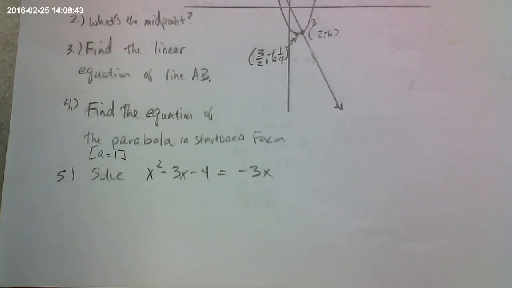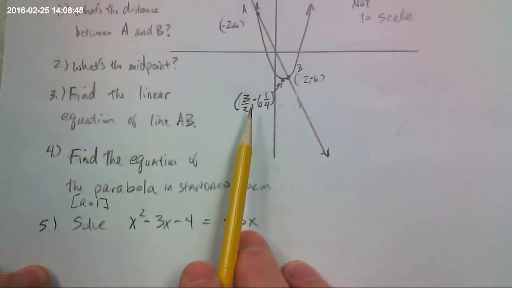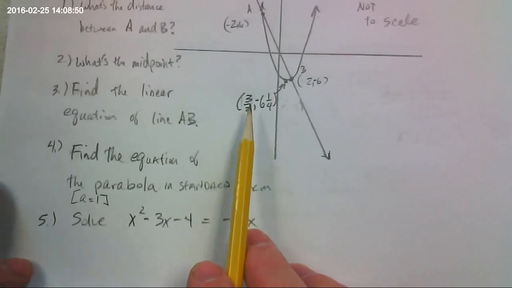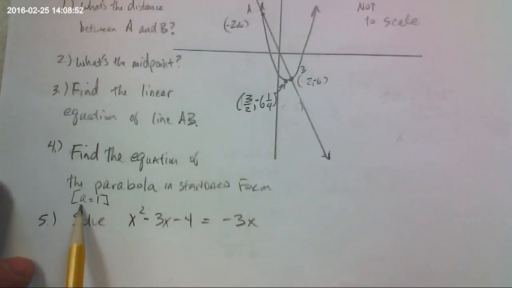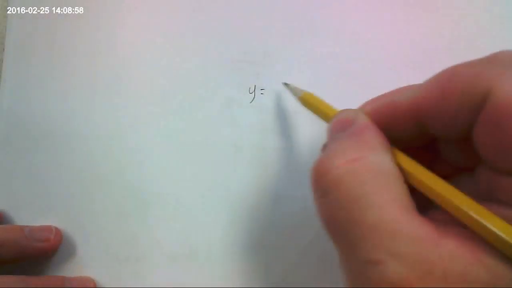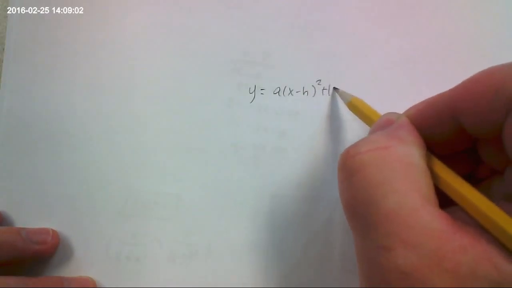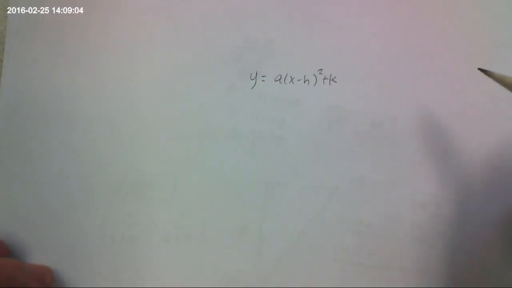Find the equation of the parabola in standard form, and we have the vertex. Correct? Right, Monse? And it tells me that A equals 1. And I have the vertex. So couldn't I just take the vertex form and plug in those numbers? How many guys did that? Alexis, you did that? Yeah.